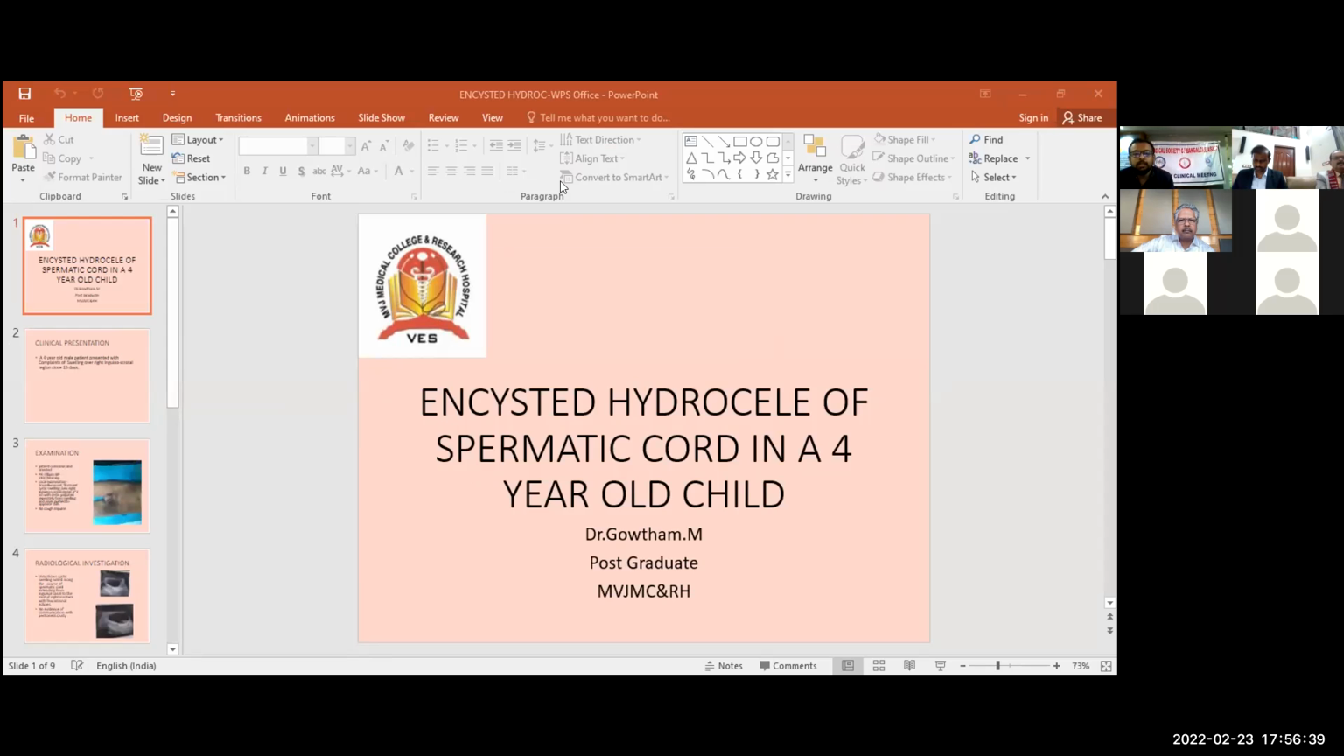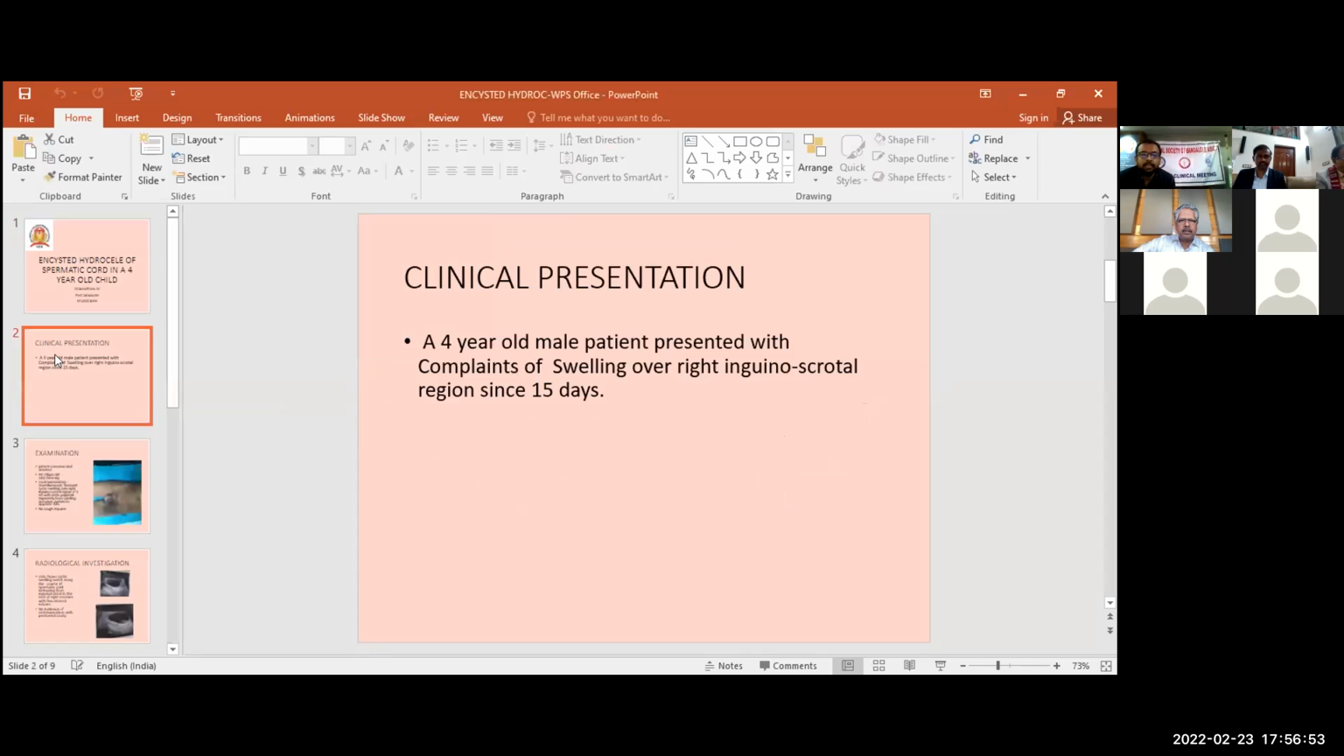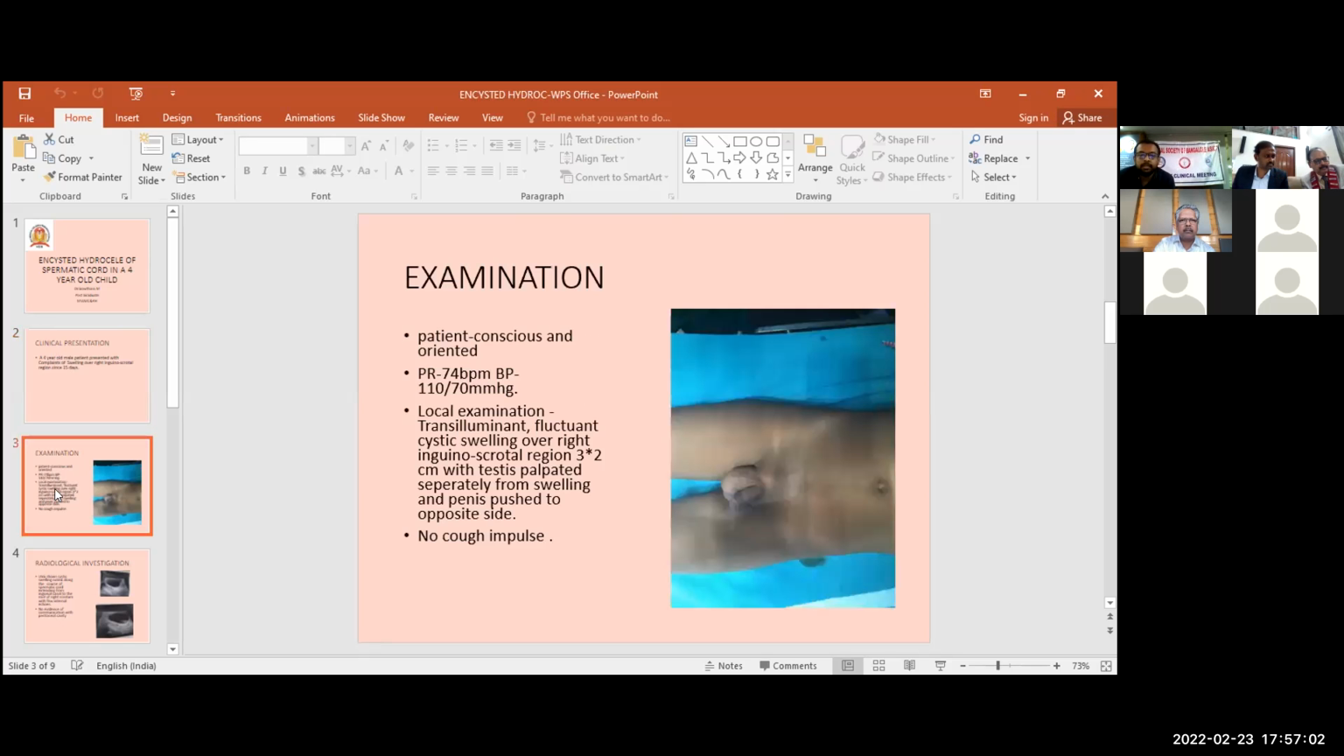Good evening, everyone. My poster topic is Encysted Hydrocele of the Spermatic Cord in a 4-year-old child. Clinical presentation: a 4-year-old male patient presented with complaints of swelling over the right inguinal region since 15 days. Examination: patient conscious and oriented, pulse rate 74 beats per minute, BP 110/70. Local examination: transilluminant fluctuant cystic swelling over the right inguinal region of 3 into 2 centimeters, with testis palpated separately from the swelling and penis pushed to the opposite side. No cough impulse present.